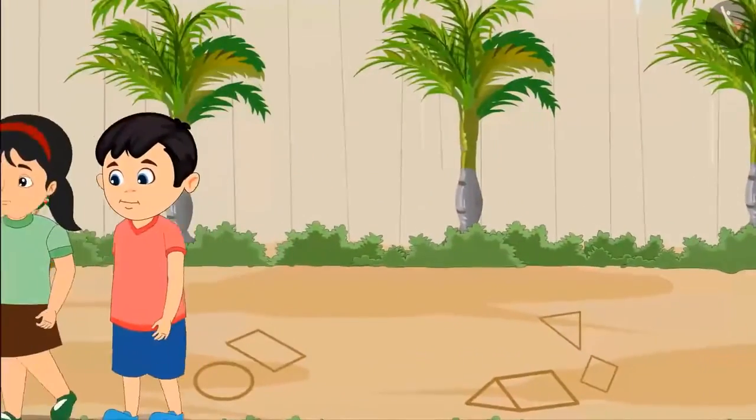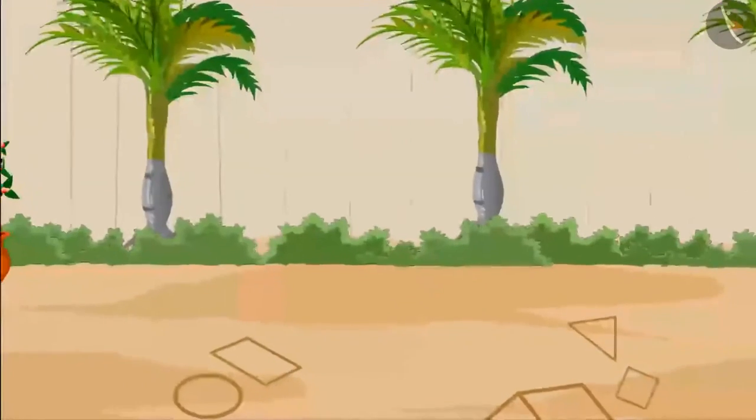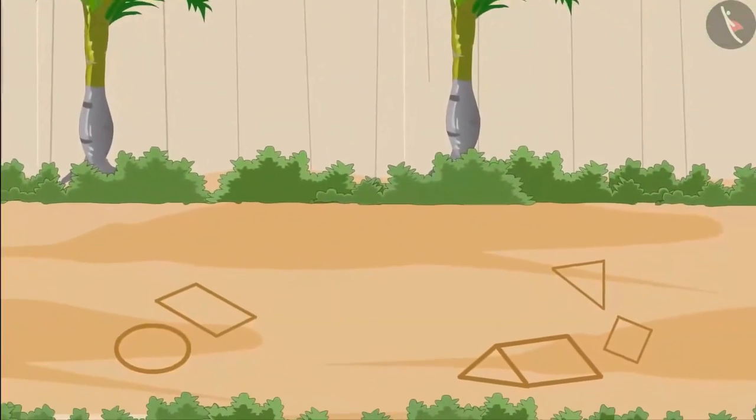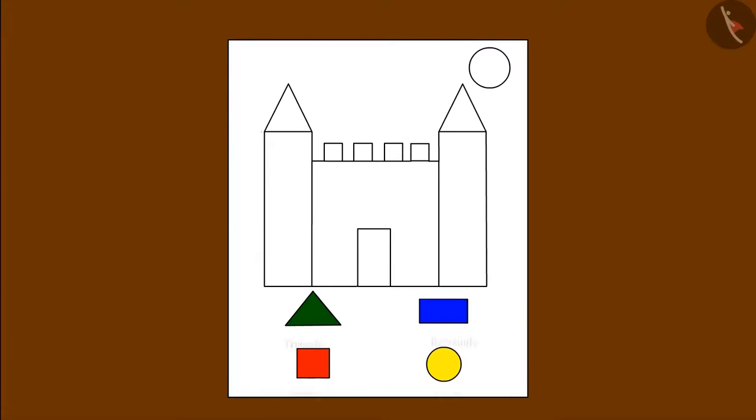After playing this game, Chotu and Pinky went to do their school homework. Let's see what they are doing. Chotu and Pinky have been given a picture, which is made of different shapes. And they have to identify the shapes in that picture and fill them with different colors, such as yellow color in circle, blue color in rectangle, red color in square, and green color in triangle.